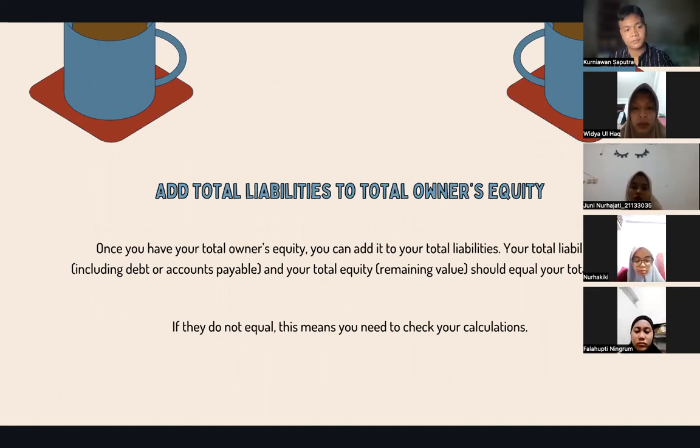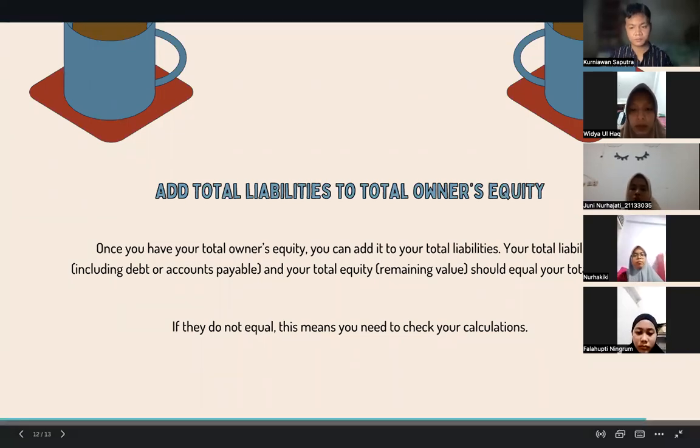Once you have your total owner's equity, you can add it to your total liabilities, including debt or accounts payable, and your total liabilities and equity should equal your total assets. If they are not equal, this means you need to recheck your calculation.